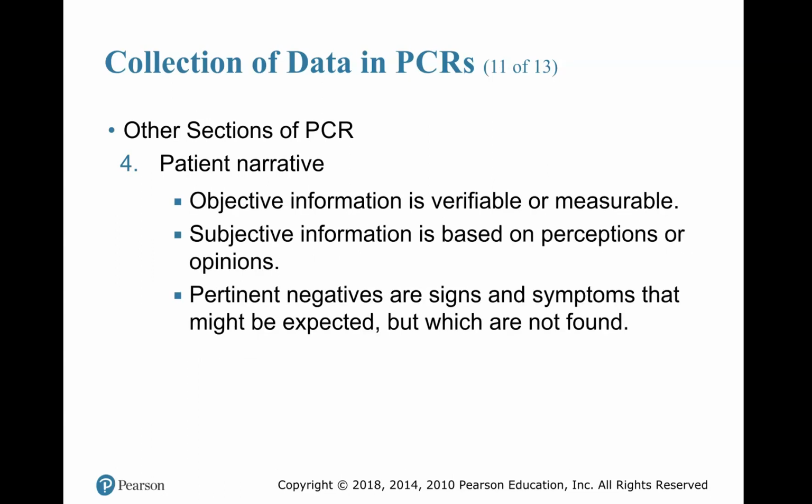Objective information is verifiable or measurable. Subjective information is based on perceptions or opinions. So objective is the facts. This is what it was. There's no getting around it. Subjective information is based on what you perceive and what your opinions are. Basically like your field diagnosis.